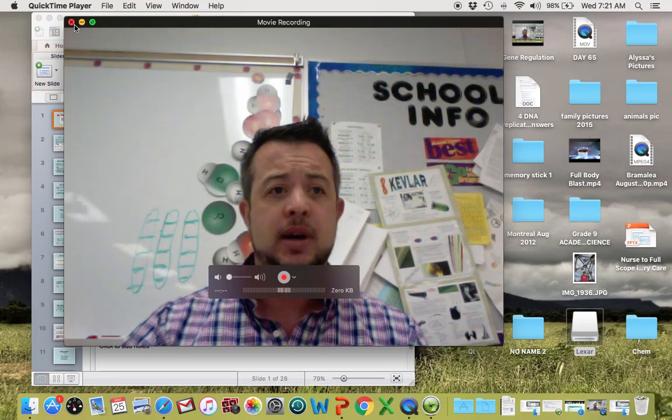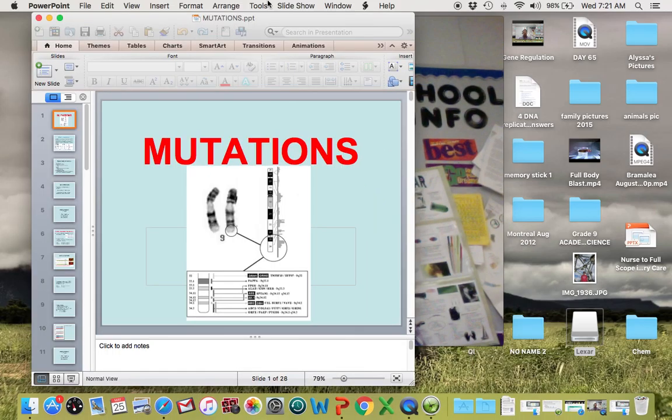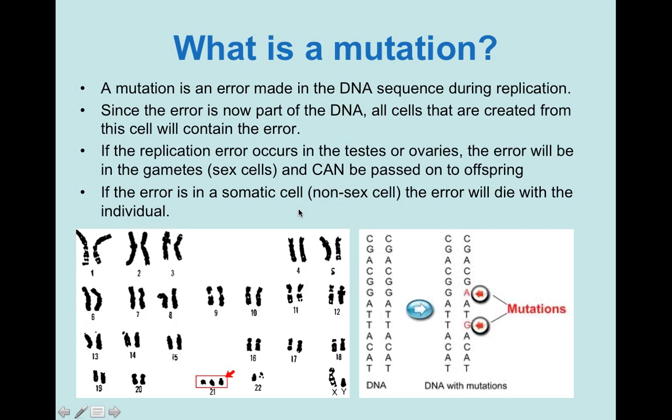So I'm just going to take a look here, and here we go. Okay, so here's mutations. Here's the chromosome I was talking about. This looks like a chromosome 9, and one of the errors you could have is this whole chromosome duplicated, or you could be missing one. An extra one would be a trisomy from grade 11, and if you're missing one, it'd be a monosomy.